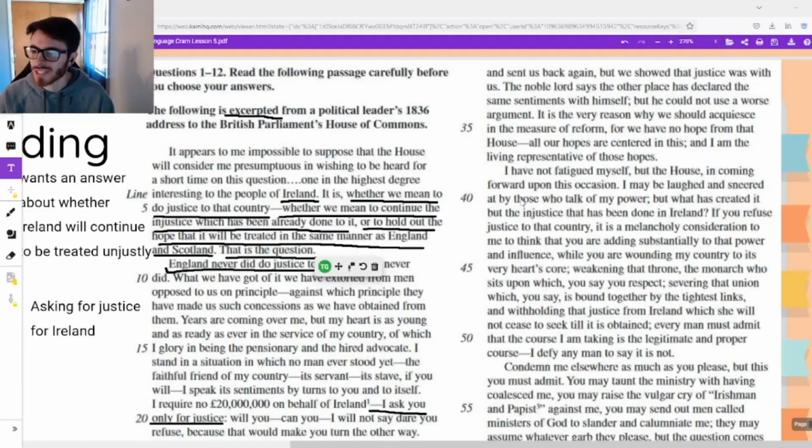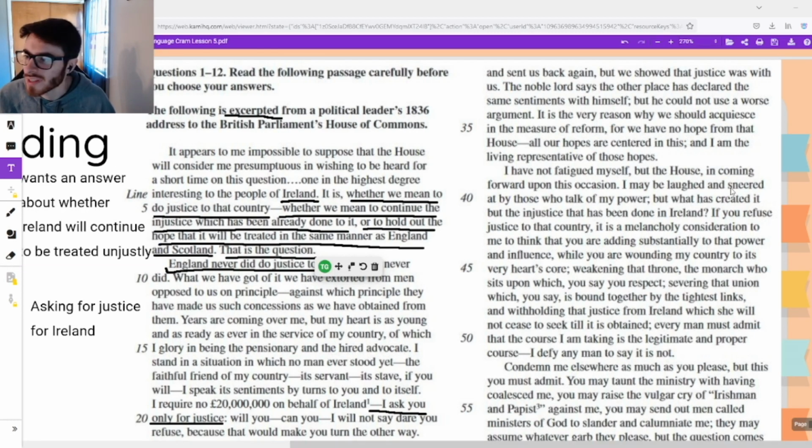I have not fatigued myself, but the House in coming forward upon this occasion. I may be laughed and sneered at by those who talk of my power, but what has created it but the injustice that has been done in Ireland? If you refuse justice to that country, it is a melancholy consideration to me to think that you are adding substantially to that power and influence, while you are wounding my country to its very heart's core, weakening that throne, the monarch who sits upon which you say you respect, serving that union which you say is bound together by the tightest links, and withholding that justice from Ireland which she will not cease to seek till it is obtained. Every man must admit that the course I am taking is the legitimate and proper course. I defy any man to say it is not.